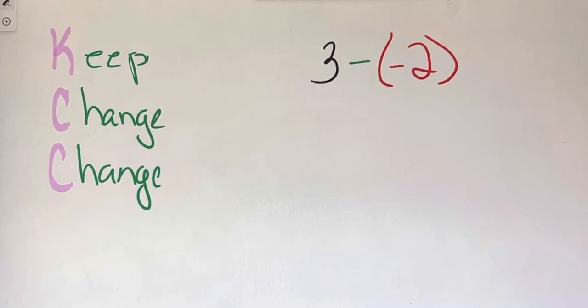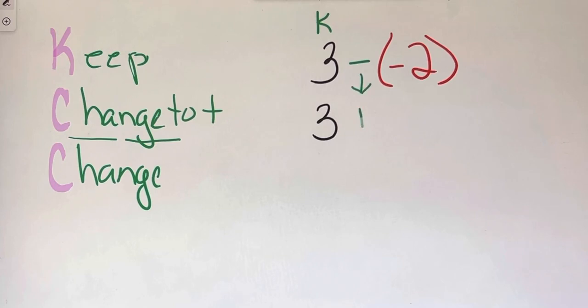So the first number we're going to keep. If you look at this example, 3 is a positive 3. I'm going to keep it exactly as it is. I'm going to keep a positive 3. I'm going to change the subtraction sign to an addition sign.